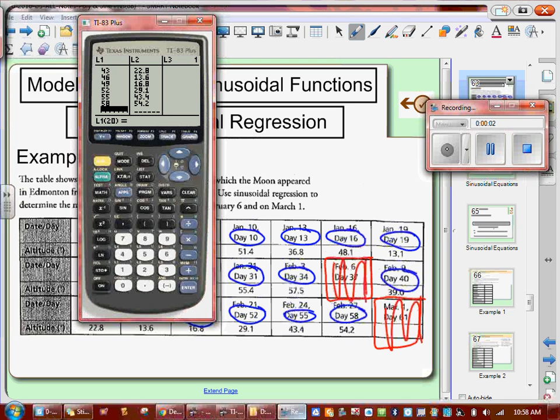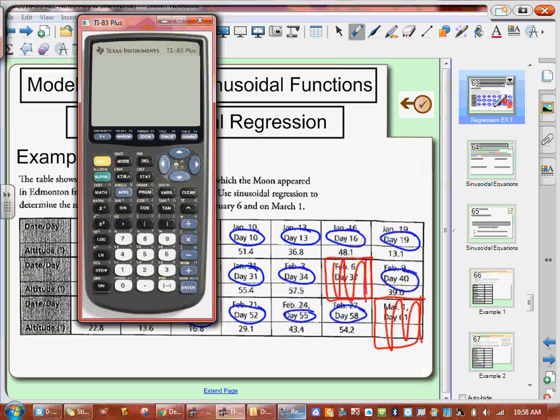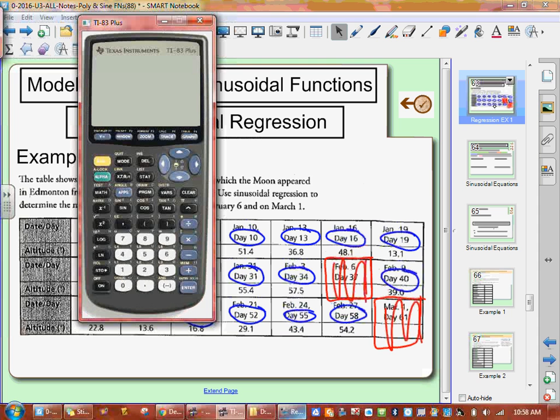Okay, we are continuing on with lesson 3.6. This is part 2. We are doing a sinusoidal regression currently. We've loaded our lists, and now we're going to take a look at what our lists look like. So, I've got my lists loaded. We are now going to do a sinusoidal regression.